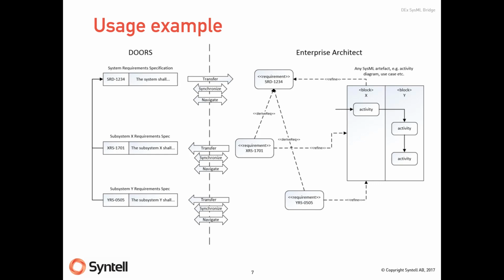So you can see how you can do your requirements specification both at the system level and at the subsystem level in DOORS. But you can also do your modeling, your requirement breakdown in the Enterprise Architect, and still maintain the traceability.